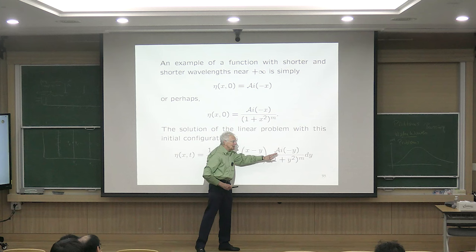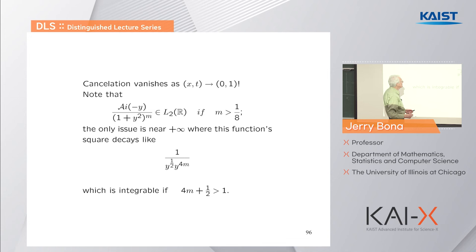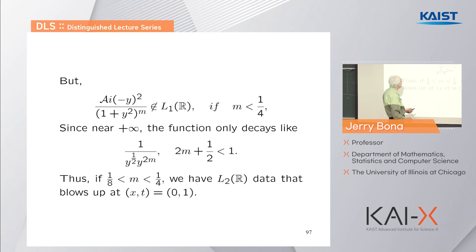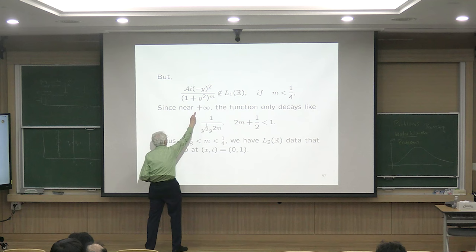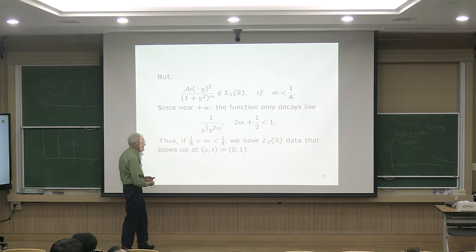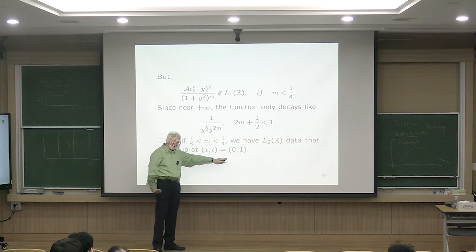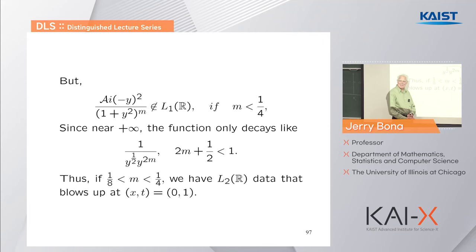Okay, so then you have to do a little arithmetic to see that what I just said is correct. And you can show that sure enough, if you choose that m, remember m was this normalization, if I choose the m between an eighth and a quarter, you have finite energy solutions that blow up at 0, 1. Okay, so maybe that's a rogue wave.